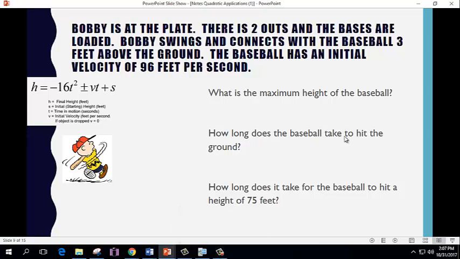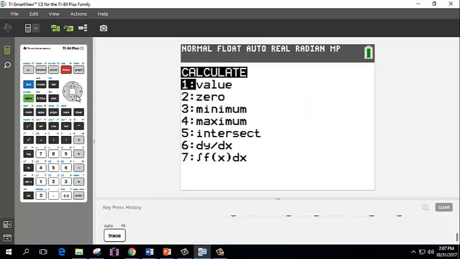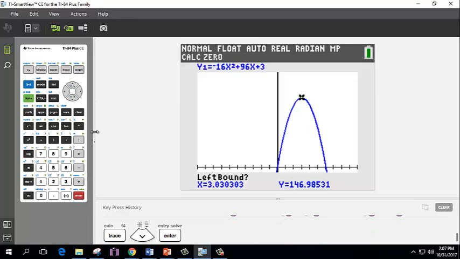How long does it take the baseball to hit the ground? So here we go. We have to look and see. So if this is your baseball player, he hits the ball, goes up and back and back and back, and then starts to lose its height, and then bam, hits the ground. That's where we want to find. So where does it hit the ground? We go second trace, 0 is where it hits the ground.